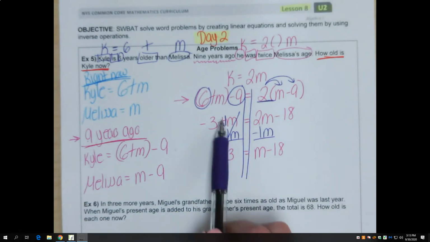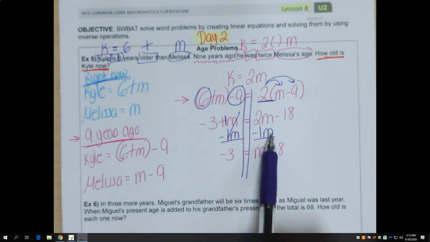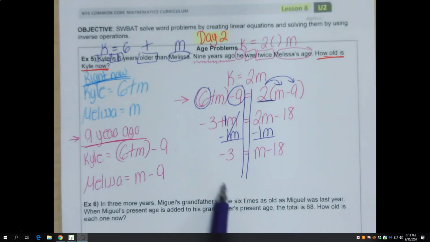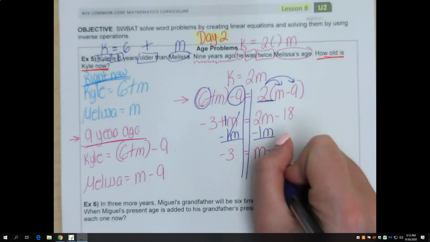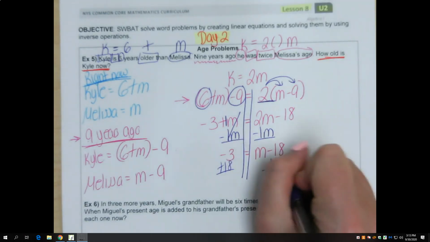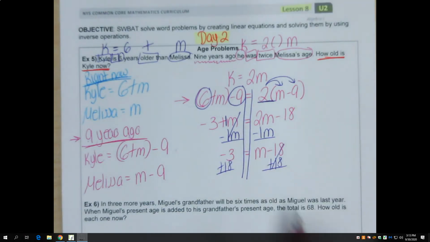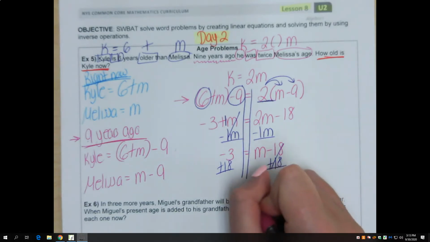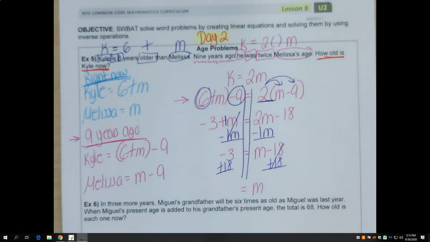Well, if all of my variables are on the right-hand side, that means all my numbers should be on the left-hand side. So that means I'm going to move this minus 18 by making it a plus 18. I'm going to move it to the opposite side. All I have left is m equals negative 3 plus 18, which is positive 15.